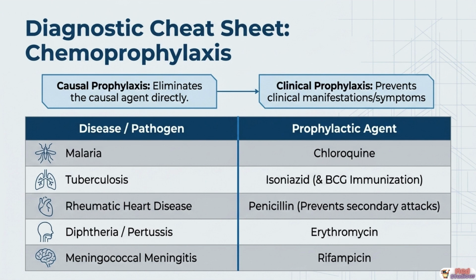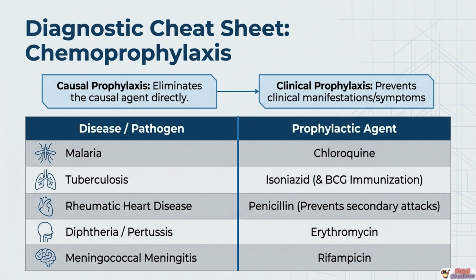Clinical prophylaxis prevents the clinical manifestations and symptoms of disease. The infection may still occur at a subclinical level, but the drug prevents it from producing symptoms or complications. Now let us walk through the high-yield drug table systematically.